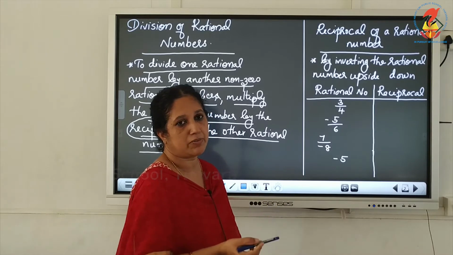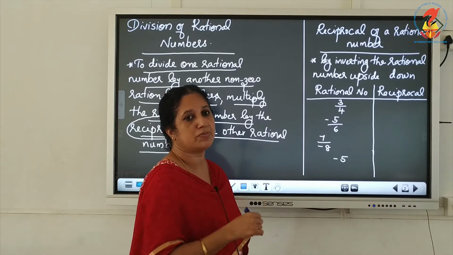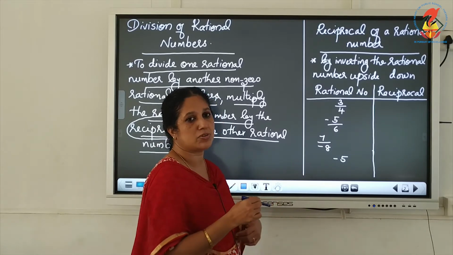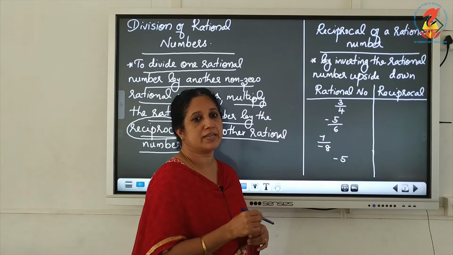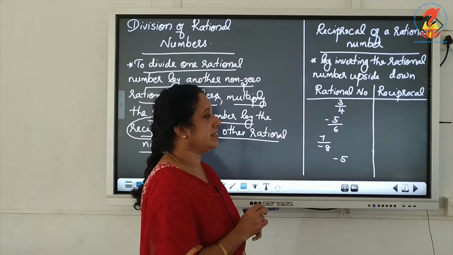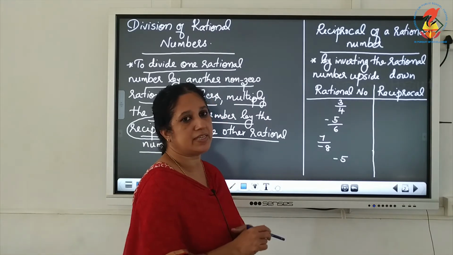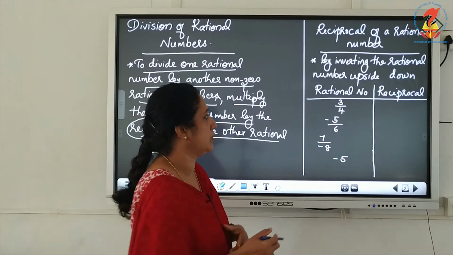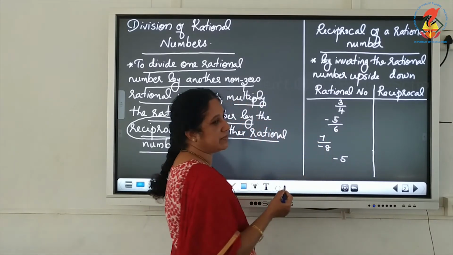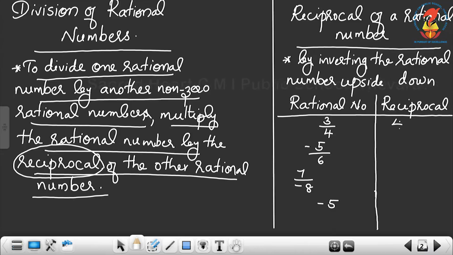The reciprocal of a fraction is obtained by interchanging the position of the numerator and denominator. Similarly, in the case of rational numbers also, you will get the reciprocal of the given rational number by interchanging the position of the integers given in the numerator and denominator, or we can say by inverting the rational number upside down. For example, rational number 3 by 4 is given. What is the reciprocal of 3 by 4? It will be 4 by 3.